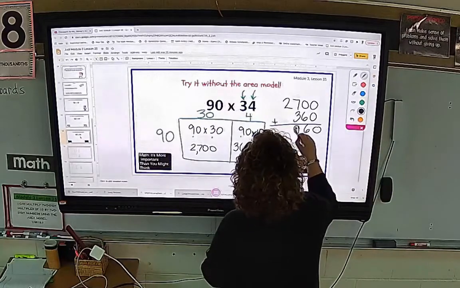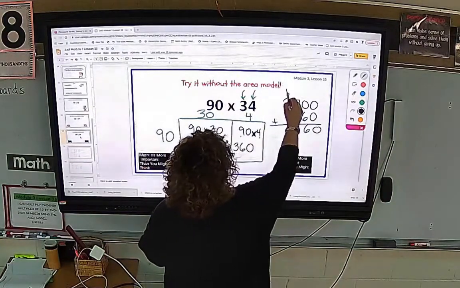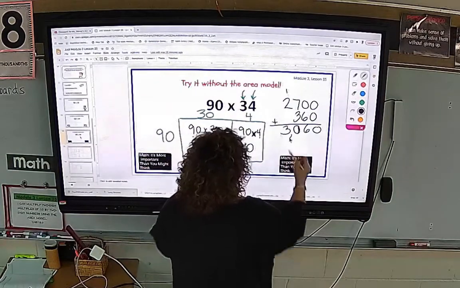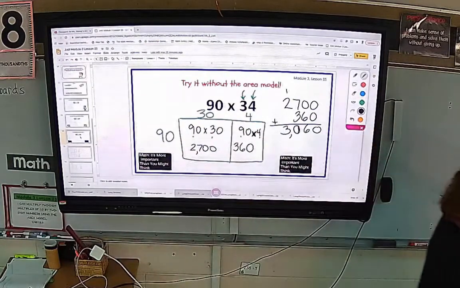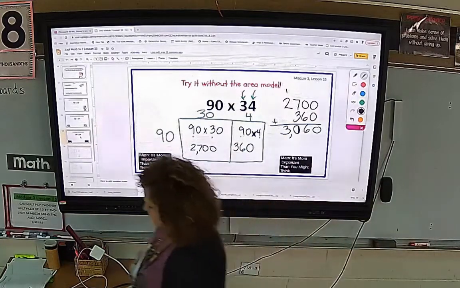You have to be careful when you're going back and forth between adding and multiplying that we don't multiply here. 3,060. Okay. All right. Go ahead and clear that off.